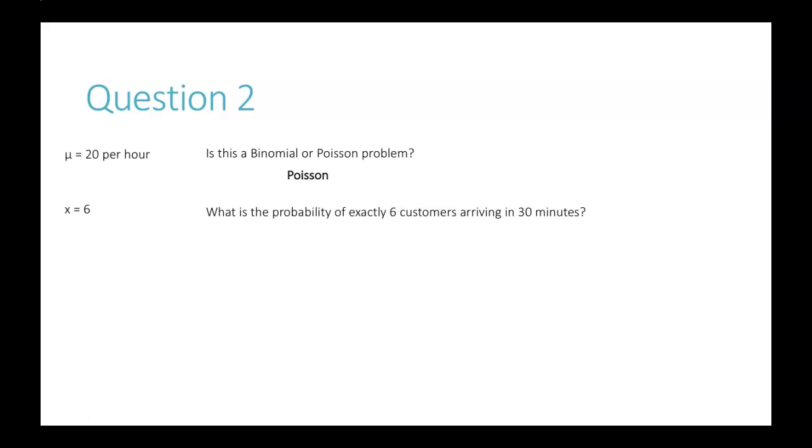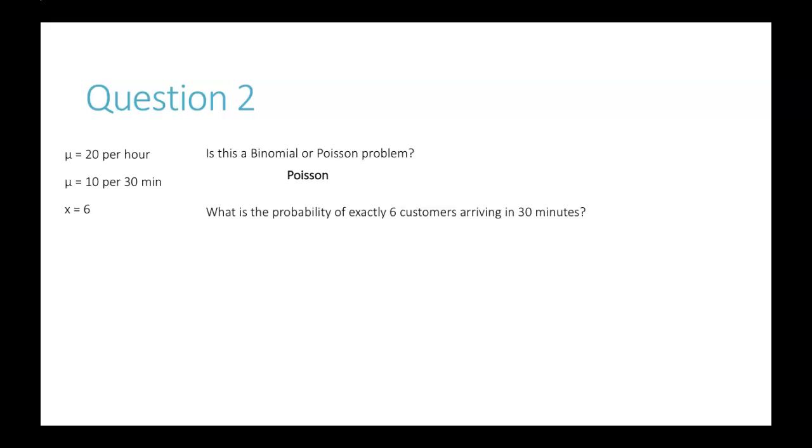Well, there's one step that we need to do before we can even work on this problem to figure out this probability. We need to change our mean to match what the problem is asking. Right now, our mean shows 20 per hour. But they want to know the probability about customers arriving in 30 minutes. So we need to turn our mean into per 30 minutes. So if we had 20 customers in an hour, we can assume that we're going to have 10 for every half hour. So we now have our new mean that we're going to be using in this problem. Our x is still that 6, right? The probability of exactly 6 customers.